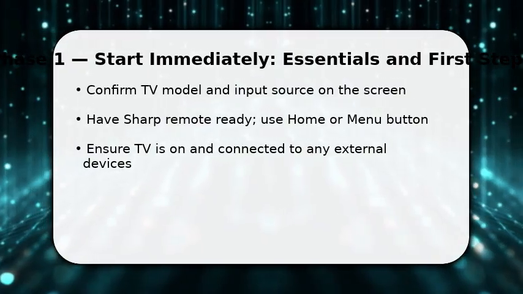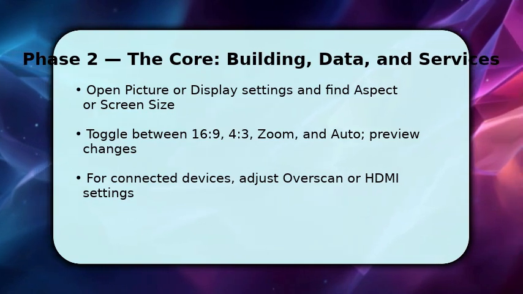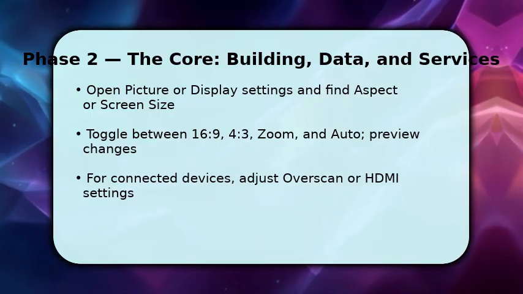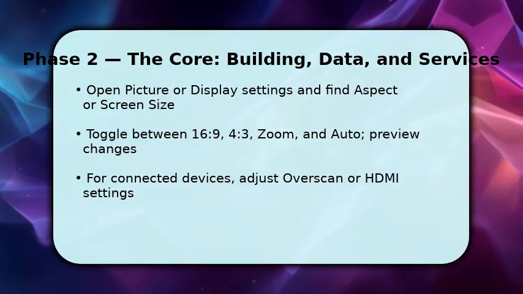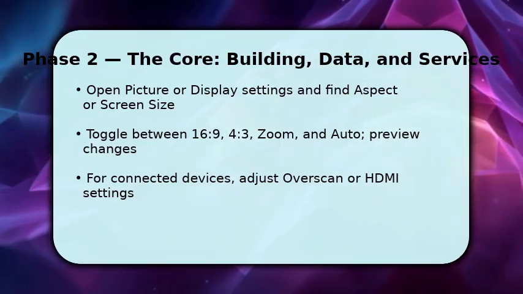You navigate into picture or display settings and locate aspect or screen size. Choose a preset such as 16:9, 4:3, zoom, or auto to match content. Once you change it, watch the preview and compare edges. This shows whether the image is stretched or cropped.